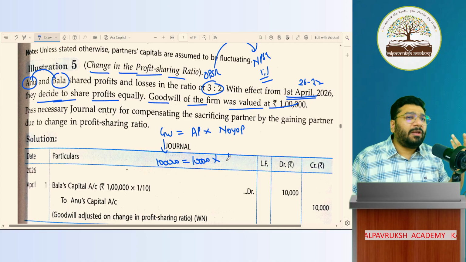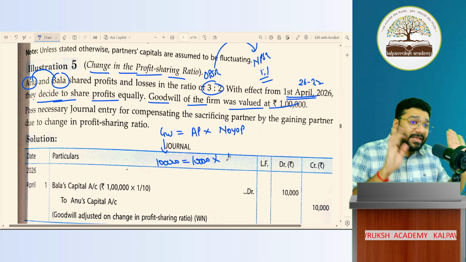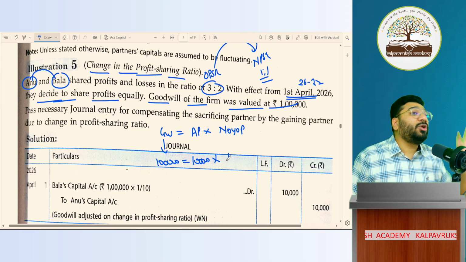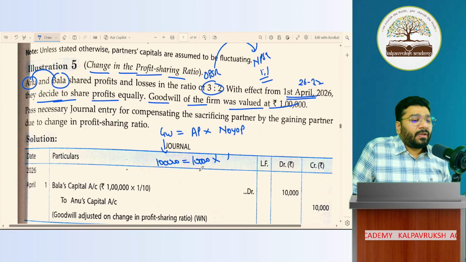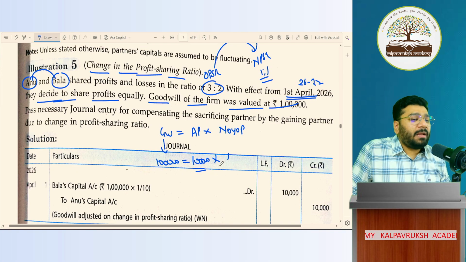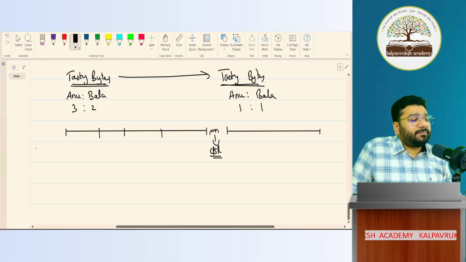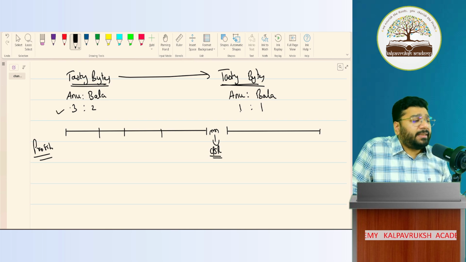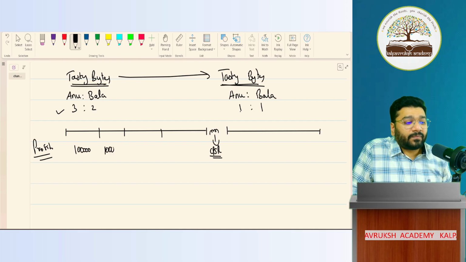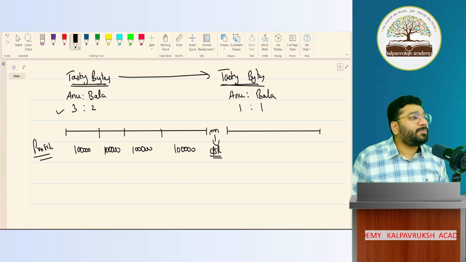Because I just want to explain very simple concepts. I don't want to complicate the goodwill part because my discussion is not goodwill. My discussion is something else. So I'm telling you, average profit is 1 lakh rupees. Number of years of purchase is 1. Average profit 1 lakh means what? On an average, in the past, the profit that is earned by Tasty Bites in the ratio 3:2 is how much? 1 lakh. On an average basis, this profit is being earned.